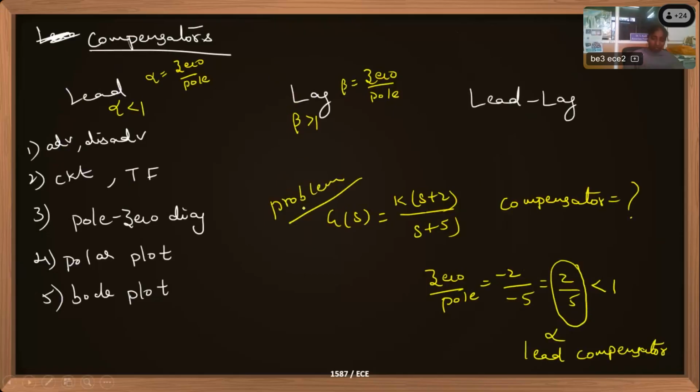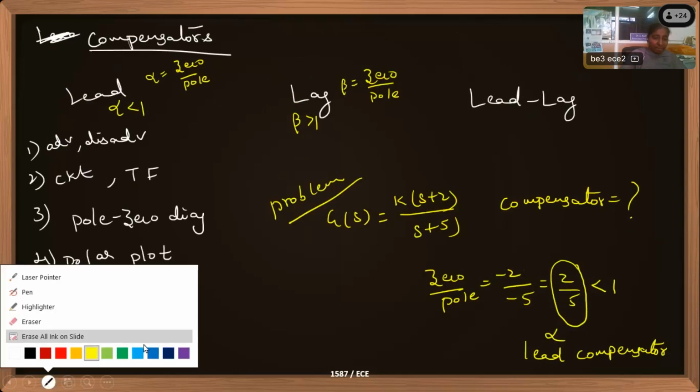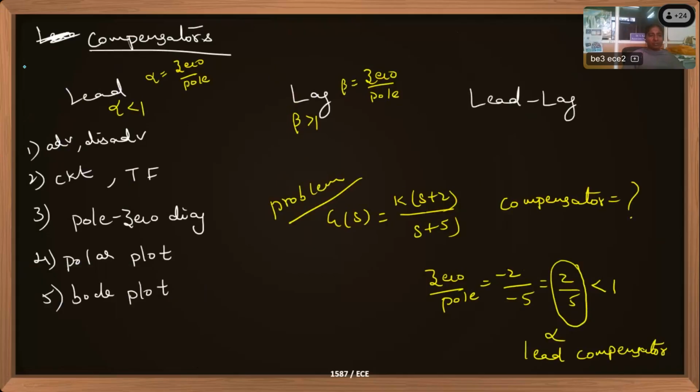Similarly, what is the maximum lead formula? What is the frequency at which maximum lead occurs? Here, it is sine inverse of (1 minus alpha) by (1 plus alpha), otherwise tan inverse of (1 minus alpha) by 2 root alpha. These are the formulas for maximum lead. Maximum lag has the same formula, but beta should be used: sine inverse of (1 minus beta) by (1 plus beta), otherwise tan inverse of (1 minus beta) by 2 root beta. The frequency at which maximum lag happens is 1 by T root beta, and the frequency at which maximum lead happens is 1 by T root alpha.